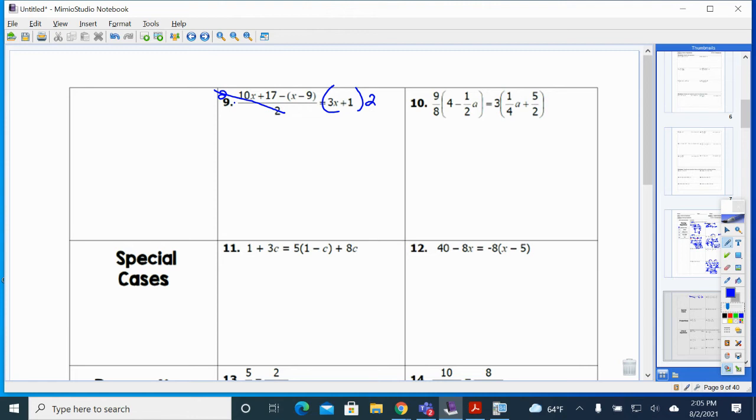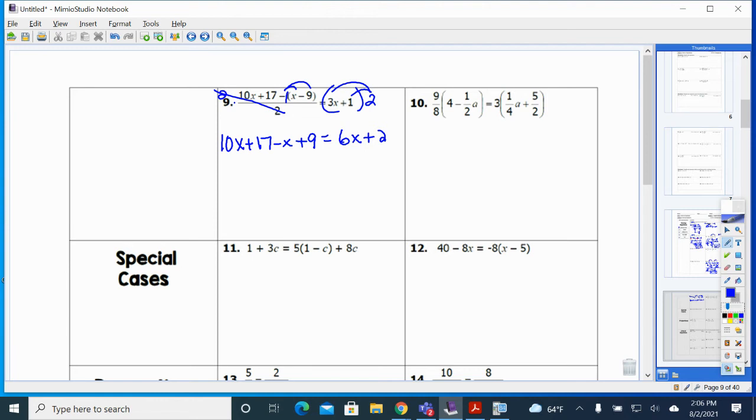You have a binomial on the right side, which means when we multiply that side by 2, we are going to need to distribute. So that becomes 6x plus 2. And I'm going to bring this other numerator down. Actually, I'm going to distribute that -1 as well. Negative x plus 9. So again, there was a -1 in front of that parentheses. And as I brought it down, I went ahead and distributed that -1.